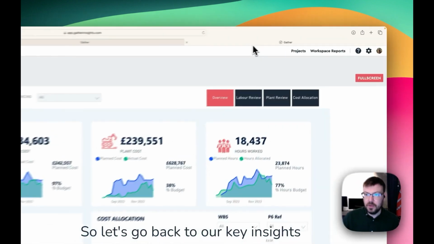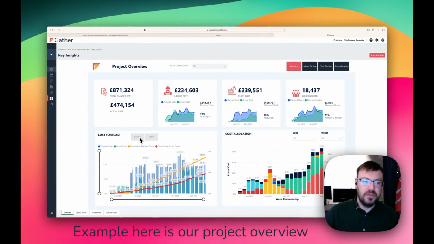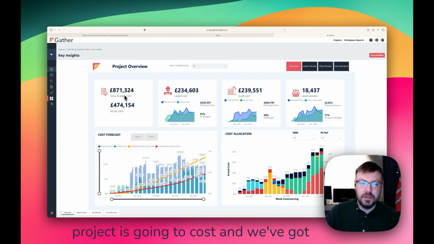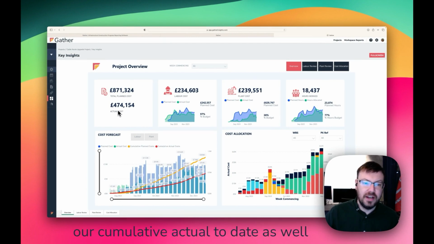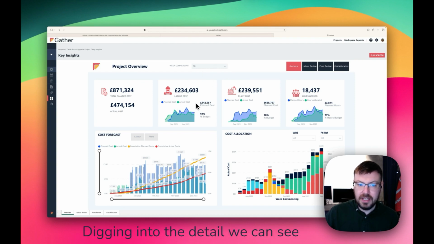So let's go back to our key insights. An example here is our project overview. We can see we've got that plan cost. We've imported our planning, we've forecast what we thought this project was going to cost, and we've got our cumulative actual to date as well. We can filter it by different weeks, but this is the overall project. Digging into the detail, we can see we've got labor and plant as well.